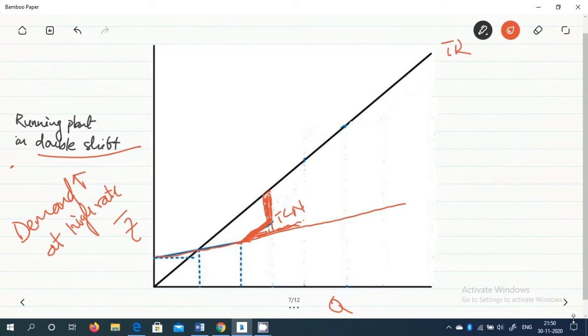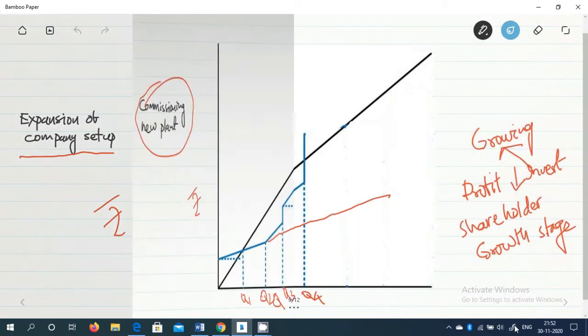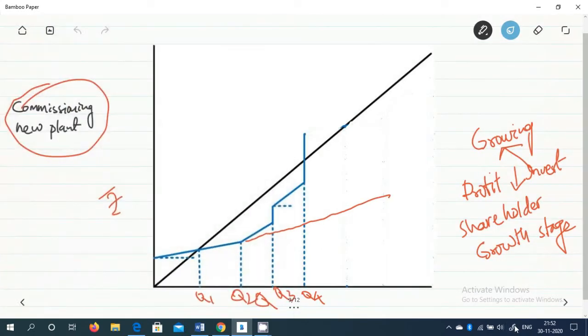So at Q1, Q2 and at Q3, the cost is increasing all of a sudden this way. As a result, they are getting only this much profit. Instead of going in this way, the profit is decreasing. Now again, over here, they are commissioning a new plant and have expanded. At Q4 they are expanding again, commissioning a new plant, because the demand is increasing.